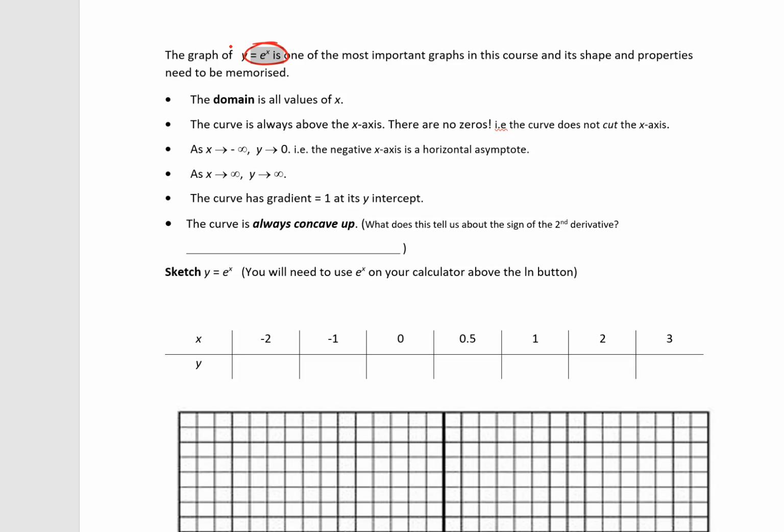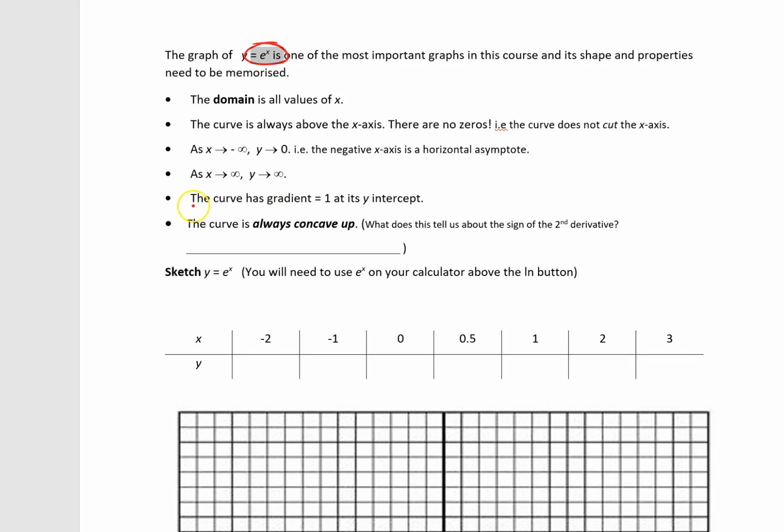So some features of the graph are the domain is all values of x, and just like I'd spoken about in the previous video, the curve is always above the x-axis for y equals e to the x. Once we start introducing some negatives, things change and it goes below the x-axis. There are no zeros. That is, the curve does not cut the x-axis. As x approaches negative infinity, y is getting closer and closer to naught, or the x-axis, but it never gets to it. The negative x-axis is a horizontal asymptote, and at the opposite end, as x approaches infinity, y approaches infinity as well.